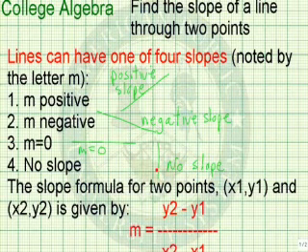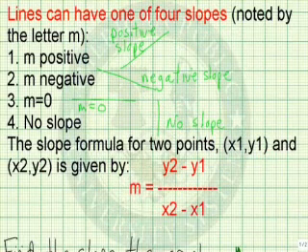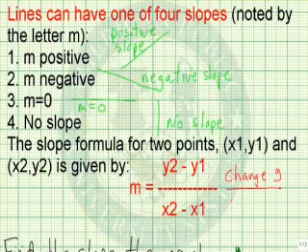This causes a problem, and we're going to see the algebra and number problems that we run into as we try to find no slope. The slope formula for 2 given points, if we call them x1, y1 and x2, y2, is given by the formula m equals y2 minus y1 over x2 minus x1. This is actually the change in the y value divided by the change in the x value. A symbol used in higher mathematics stands for change, and it's a little delta. So delta y means change in y. Delta x means change in x.